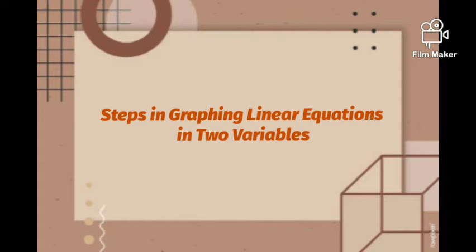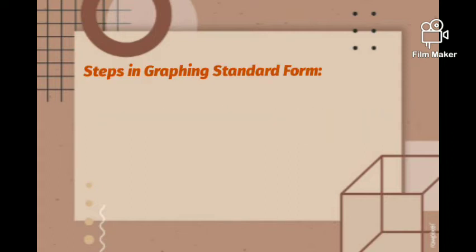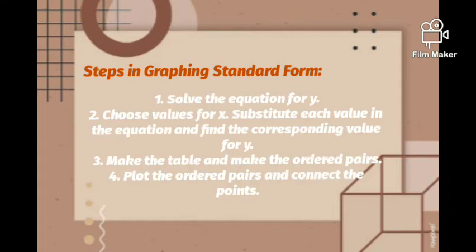Now that you know what the two forms of linear equation look like, let's proceed on the steps on how to graph the standard and slope-intercept form. First, these are the steps on how to graph the standard form, or the ax plus by equals c. Step number 1, solve the equation for y. Step number 2, choose values of x. Substitute each value in the equation and find the corresponding value for y. Third, make a table and make the ordered pairs. And lastly, plot the ordered pairs and connect the points.